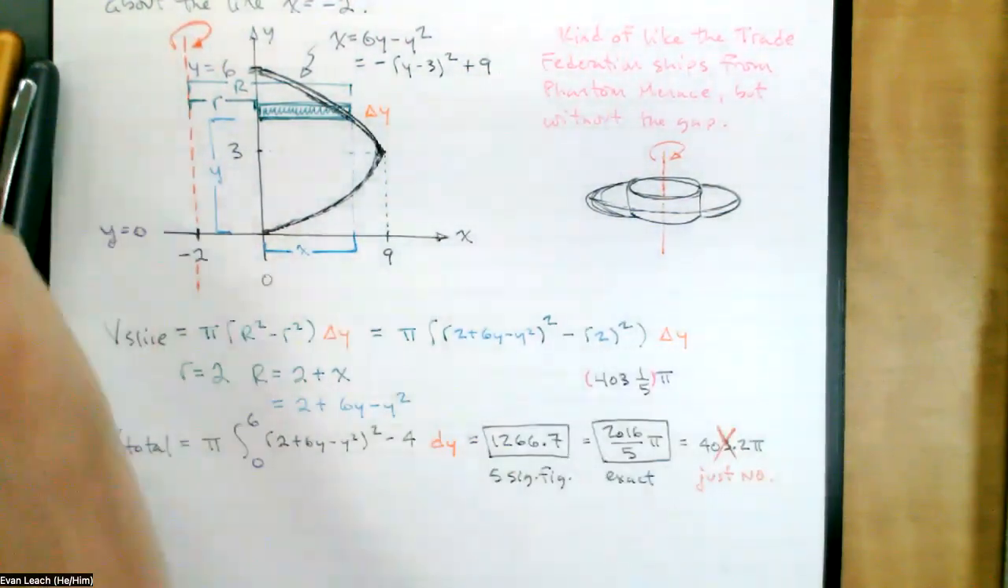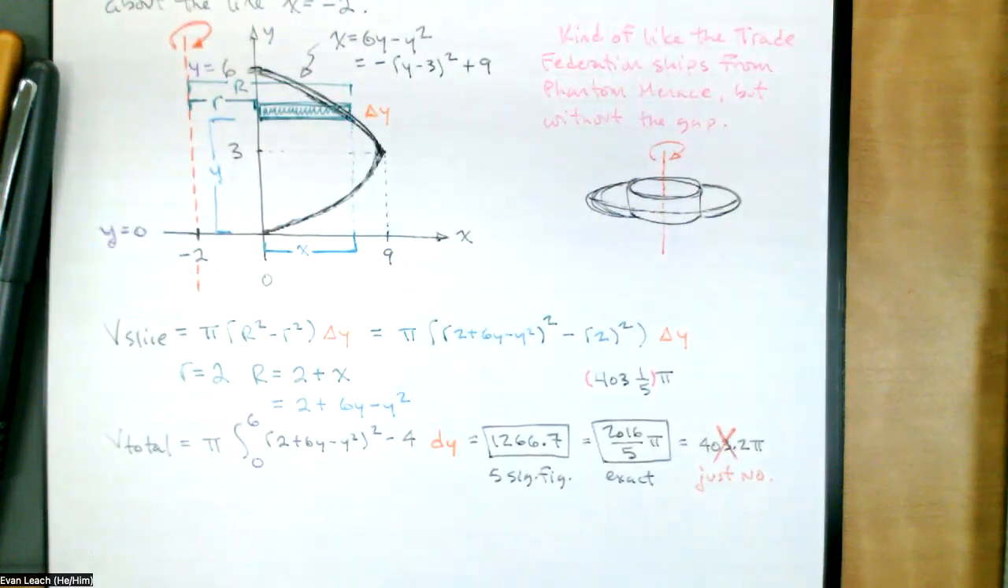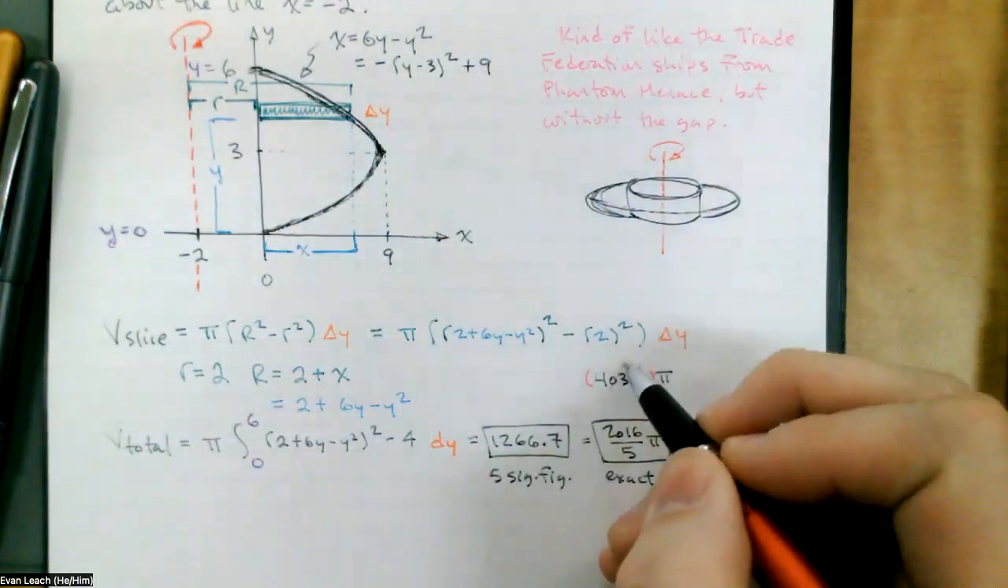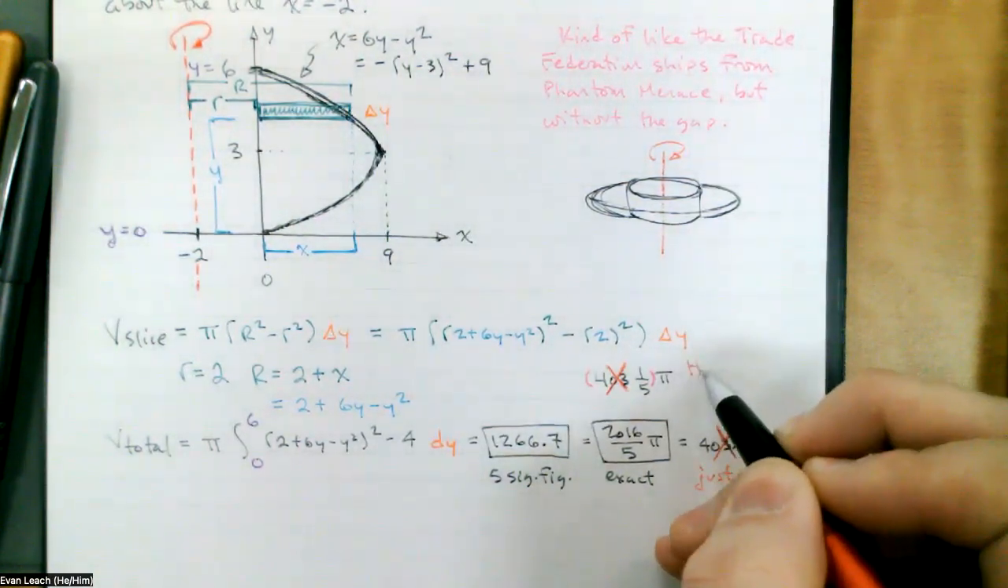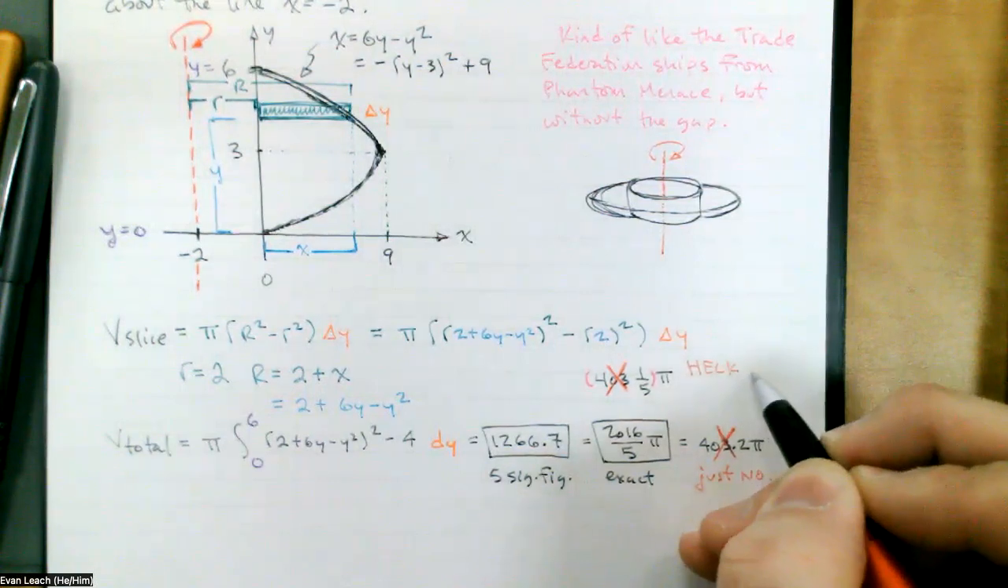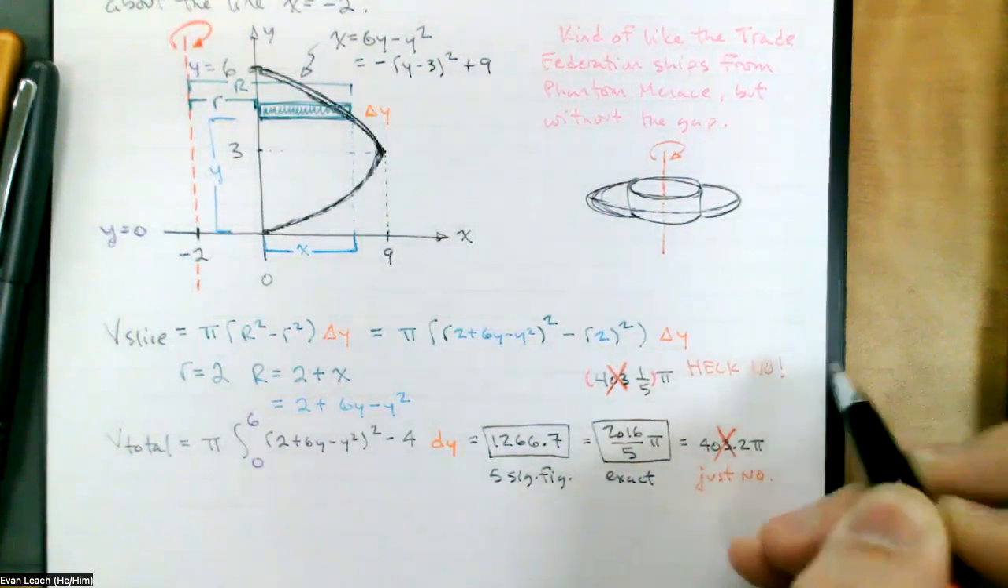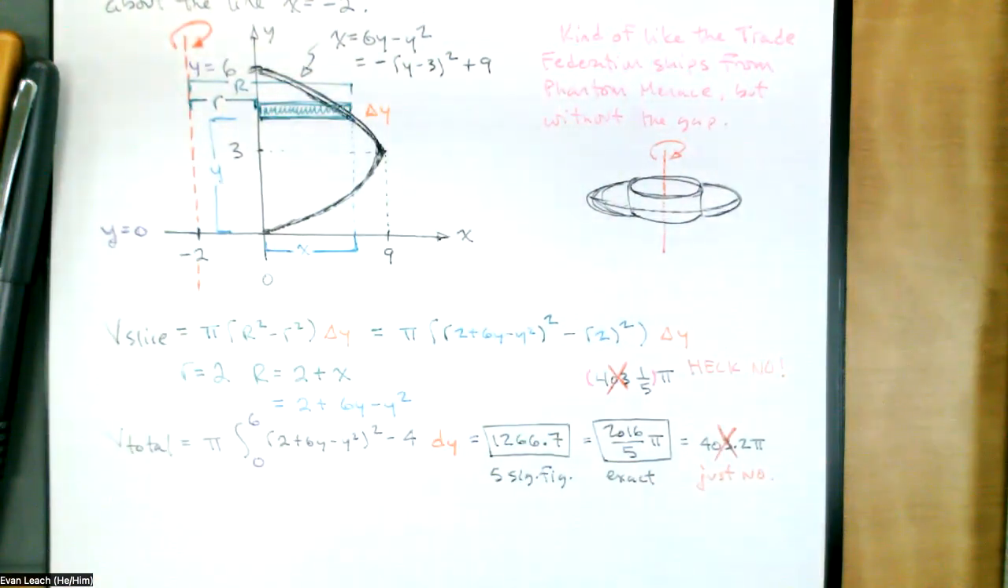Either way, this is terrible. Absolutely don't do this. Heck no. So that's just bad. Either write a fraction times pi if you want to be exact, or just give an excessive amount of significant figures.